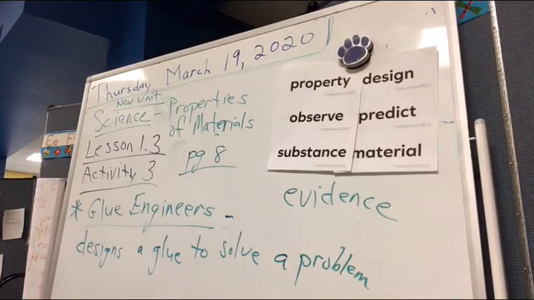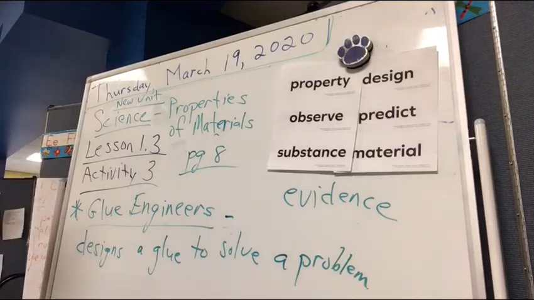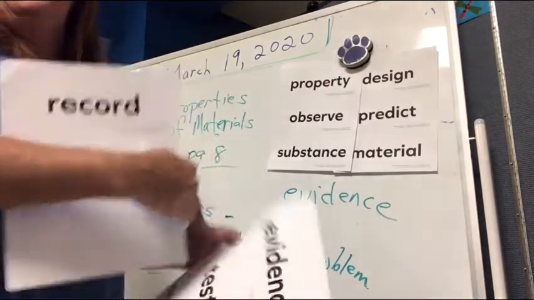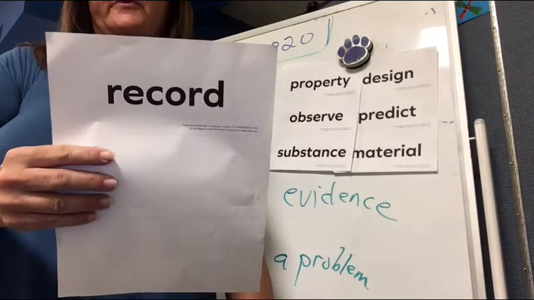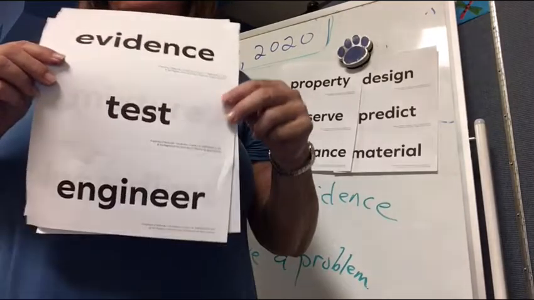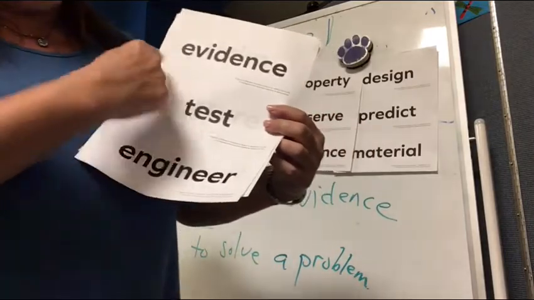He observes, he records, he checks out different materials, he checks out different substances, and then he says, I think this will work. He makes a prediction. And then he has to test it to see if it works. So again, he's got to record what he does and what materials he uses. He's an engineer, and he needs to test it, and he needs to have some evidence.